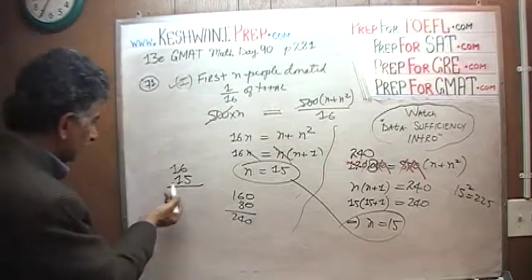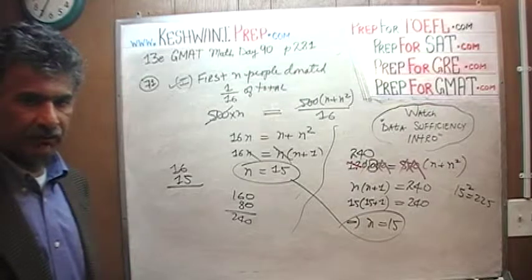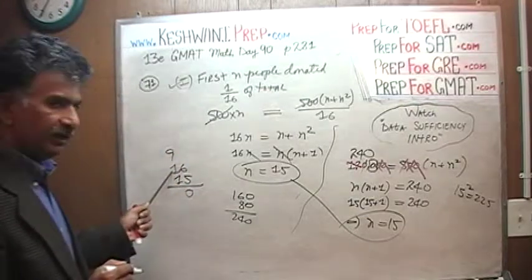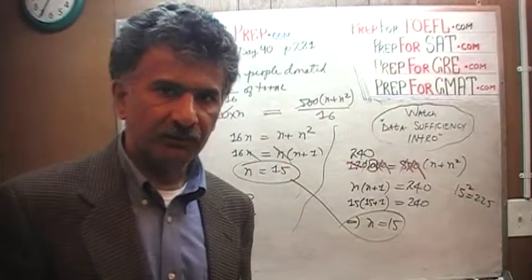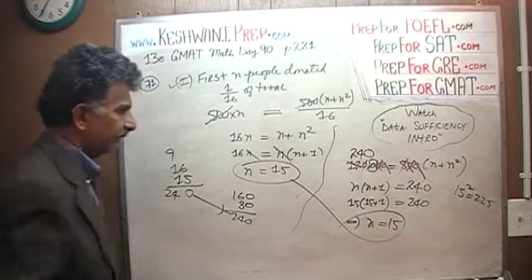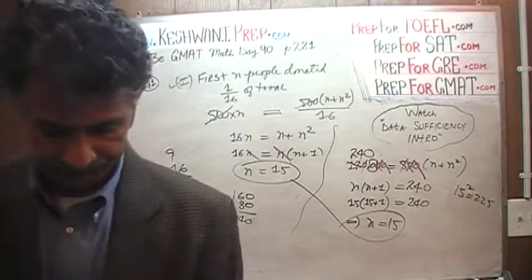Or you can just do it out. 15 times 5 is 75, 15 times 6 is 90, and 15 plus 9 is 24. Either way is fine, it's the same thing. That's it, we're done. Of course they both give us the same answer. They better give us the same answer, otherwise something is going wrong.